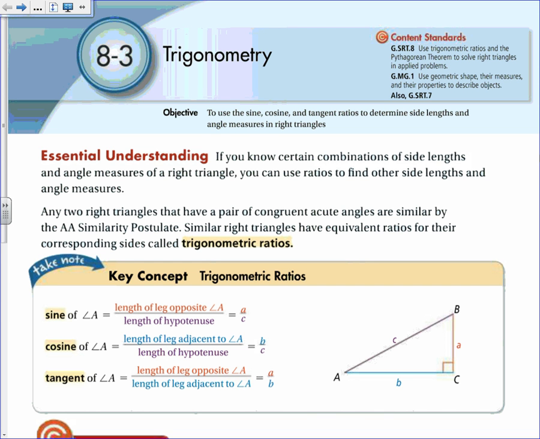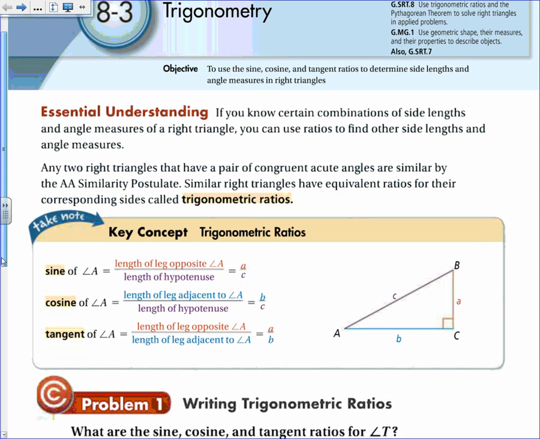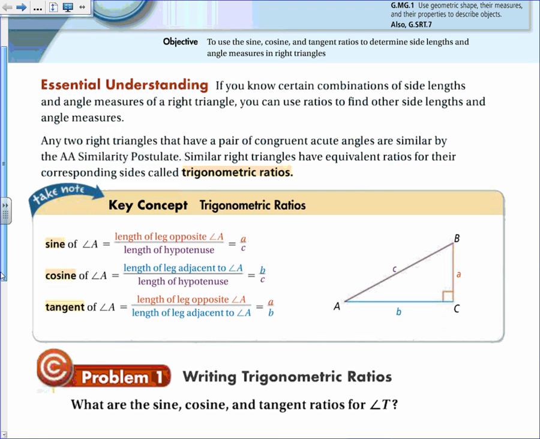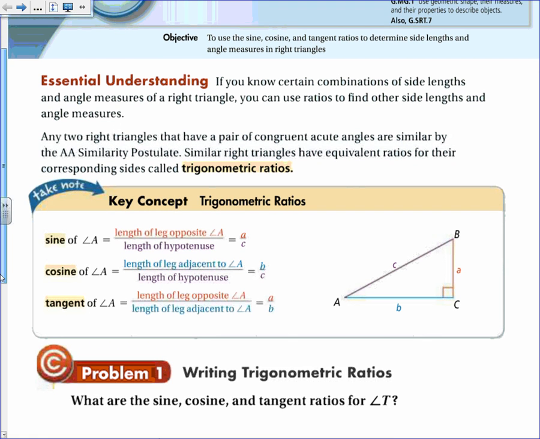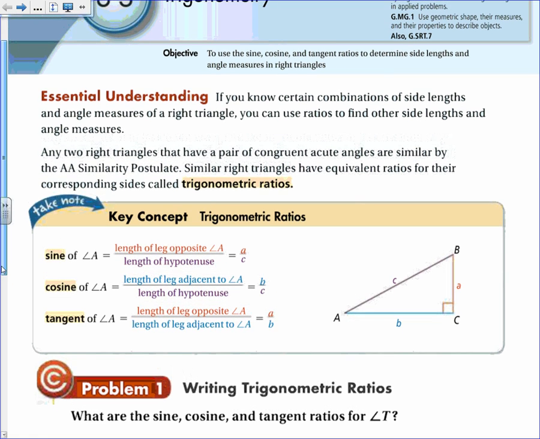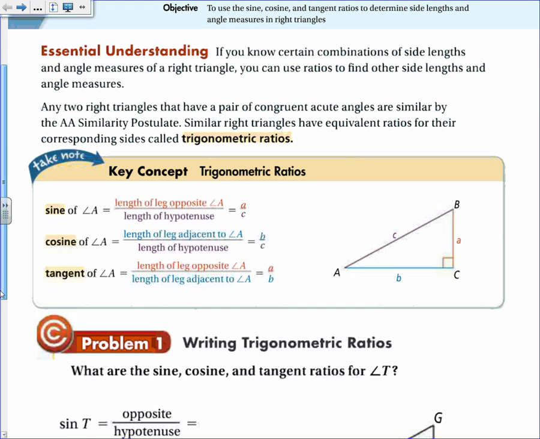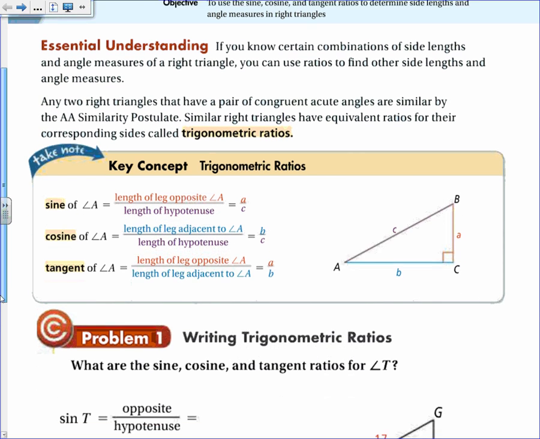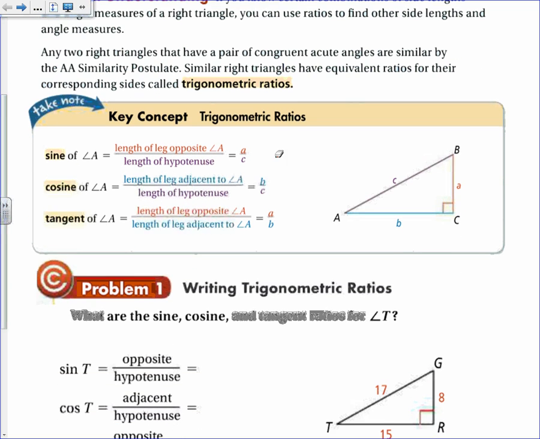Okay, so today we're going to talk about trigonometry. Trigonometry is used when you have either two sides or one angle and a side, and you want to find the missing sides and angles for a right triangle. So the trigonometric ratios are sine, cosine, and tangent.